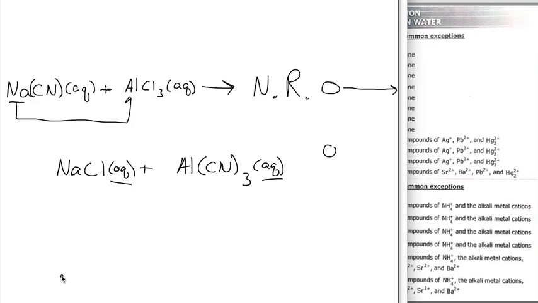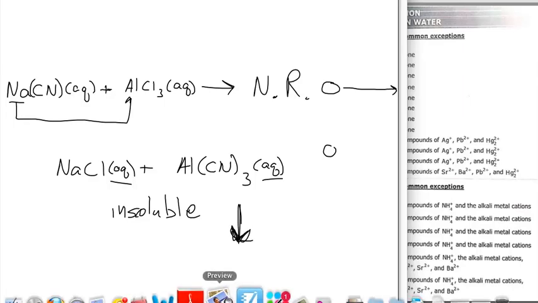So I just showed you two examples, but they all work the same way. Look for a product that is insoluble. If one of the products is insoluble, then you would write an arrow after it and the reaction would proceed. That's the key for the double replacement reaction.